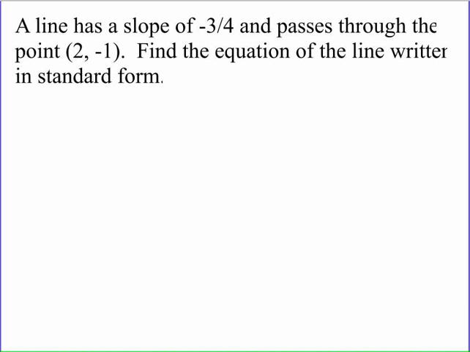It says, a line has a slope of negative 3/4 and passes through the point (2, -1). Find the equation of the line written in standard form. Okay. So first of all, there's two ways to do this. The first way is we can put it into point-slope form, or we can put it into slope-intercept form. And I think most of you like slope-intercept form, so that's what we're going to start with.